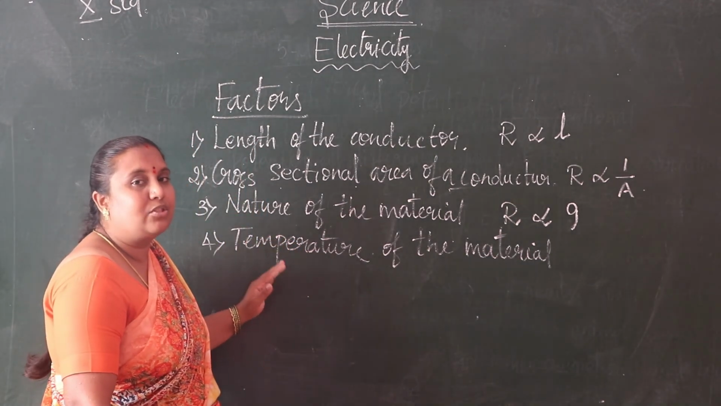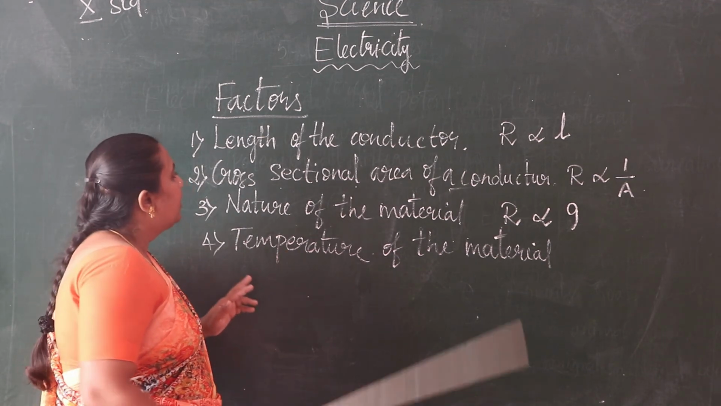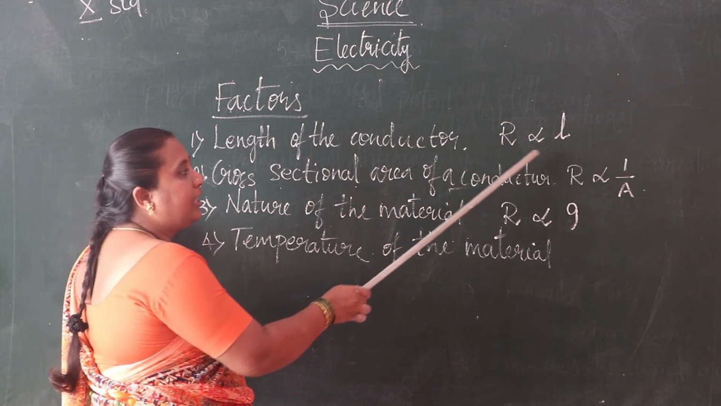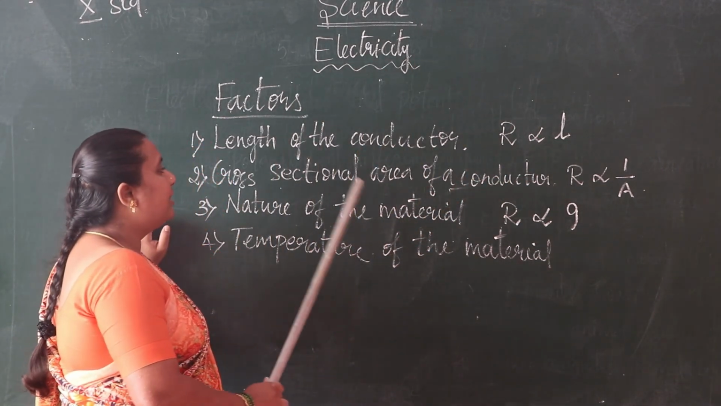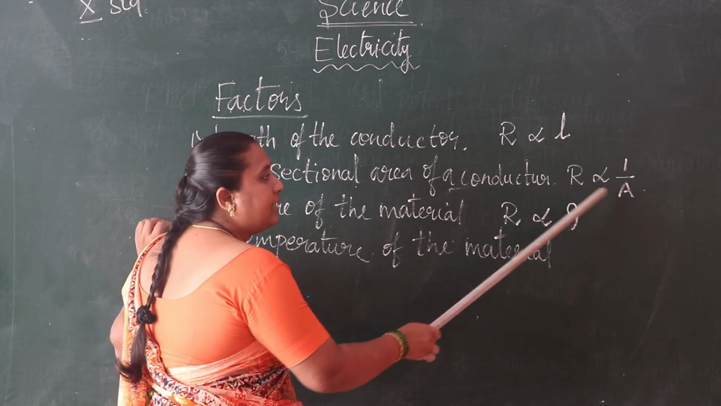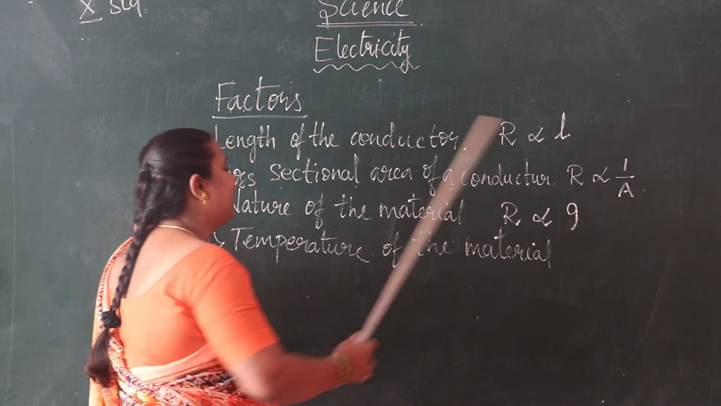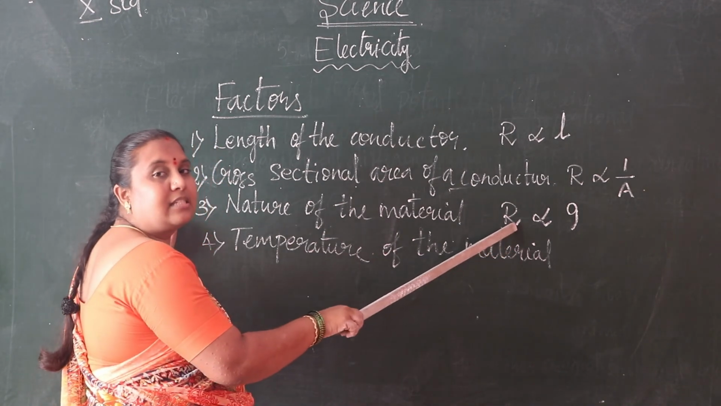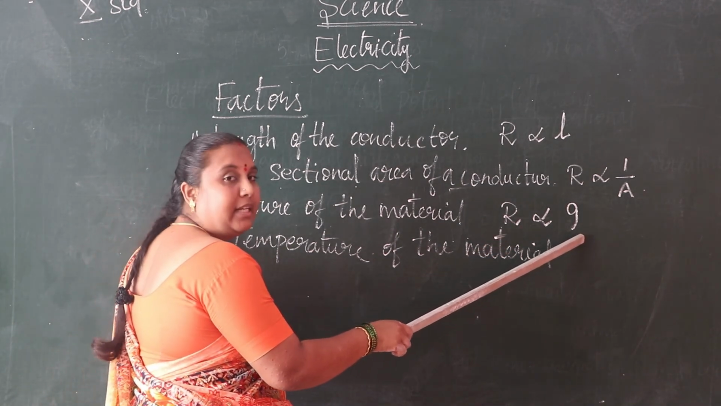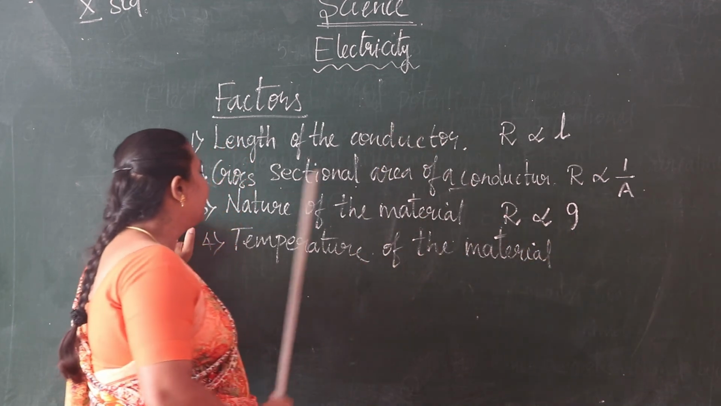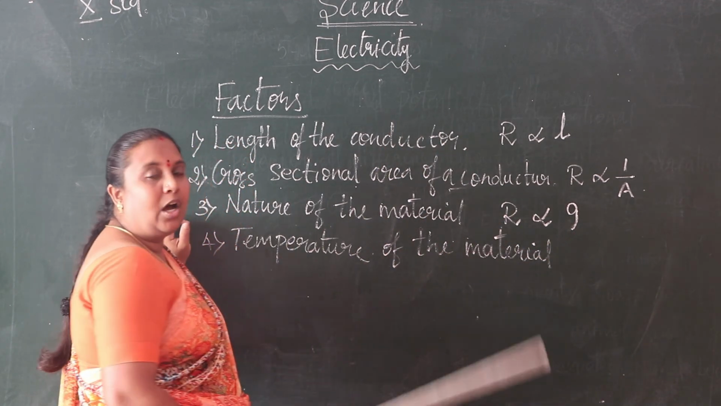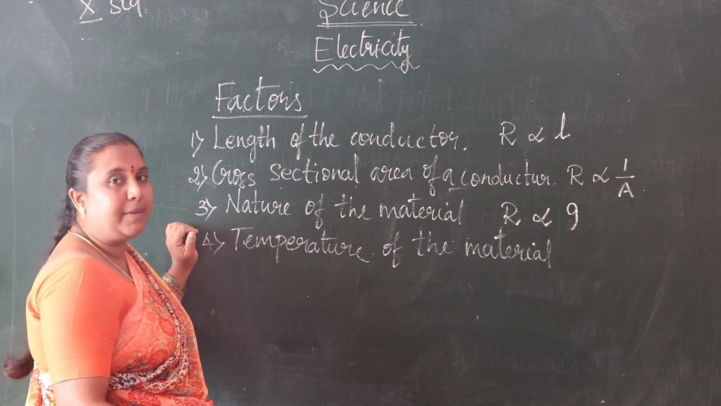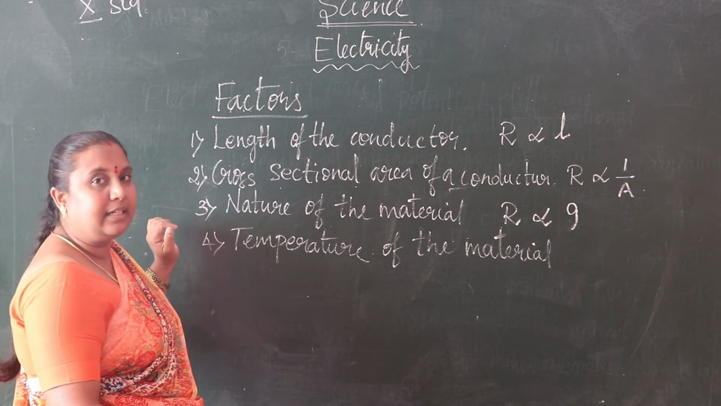What are the four factors that the resistance depends upon? The length of the conductor, and R is directly proportional to L. The cross-sectional area of the conductor, and resistance is inversely proportional to area of cross-section. The nature of the material, resistance is directly proportional to the nature of the material, which we call rho. And the temperature of the material also affects the resistance of the conductor.